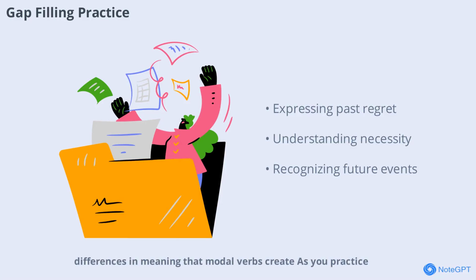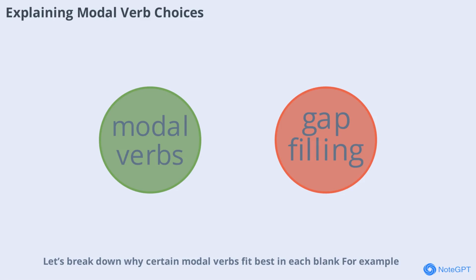As you practice, pay attention to the context of each sentence. For instance, "What time will she be here?" uses "will" to ask about a future event. By working through these examples, you'll start to notice patterns and become more comfortable choosing the right modal verb for each situation. Let's break down why certain modal verbs fit best in each blank.